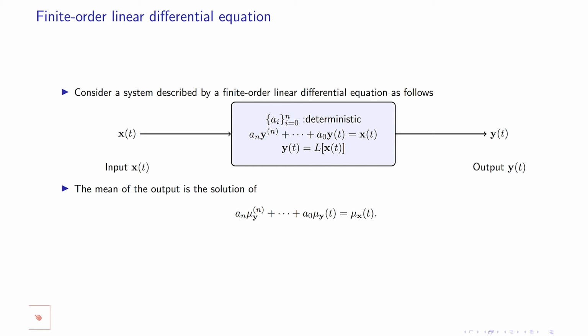So in this example, because this is a linear system, I apply only the mean of x(t) here, mu_x(t), and I get the mean of y(t). So I will have the same differential equation. By solving the same finite order linear differential equation, at the input I put the mean of the input, and the solution of this differential equation becomes the mean of the output.